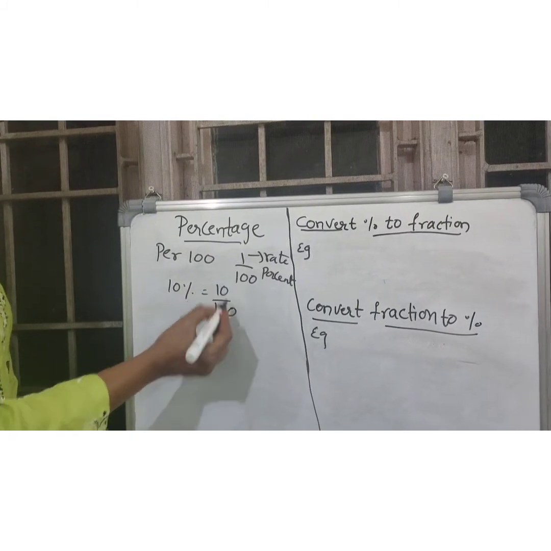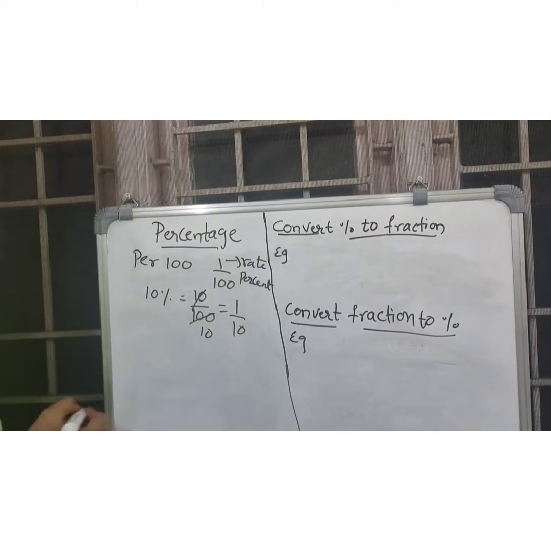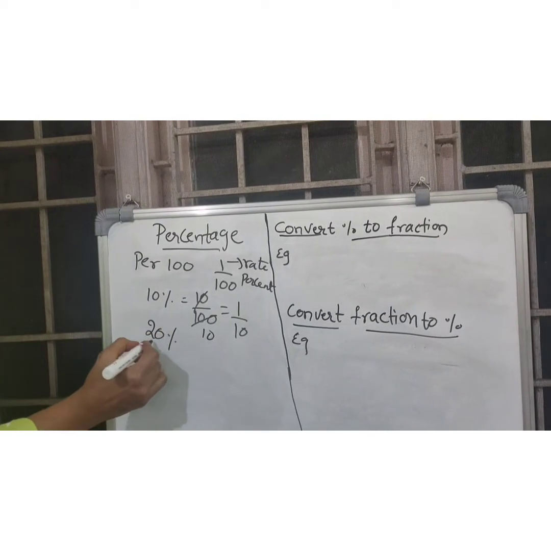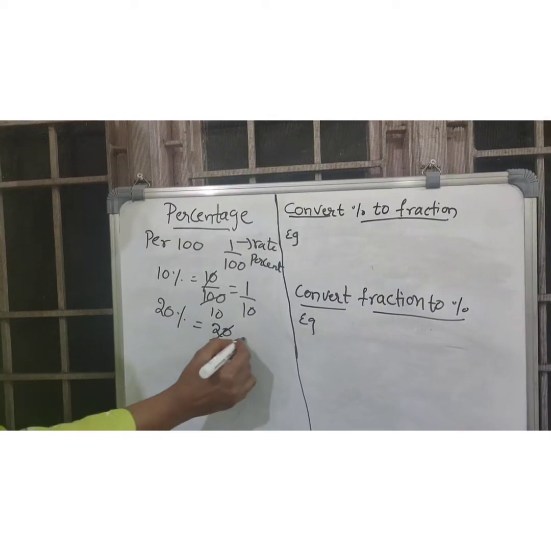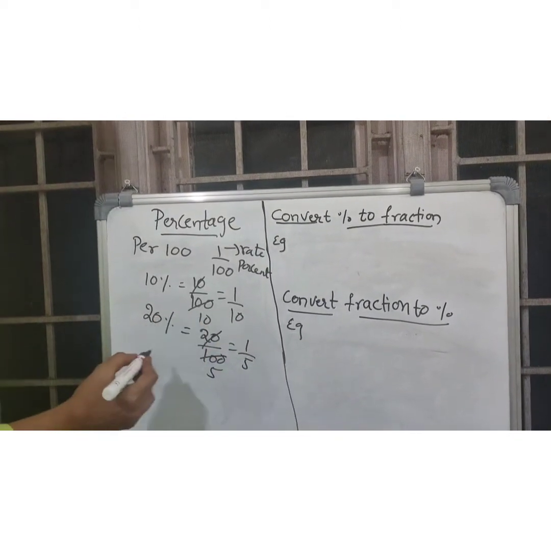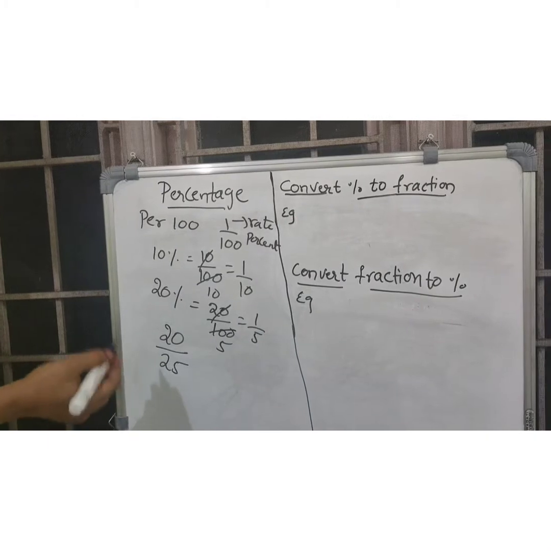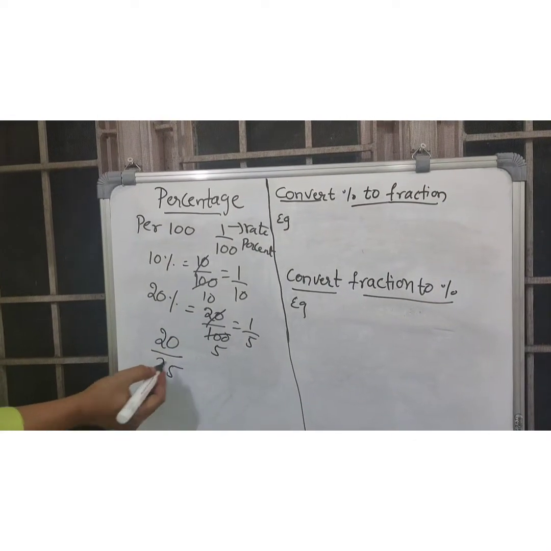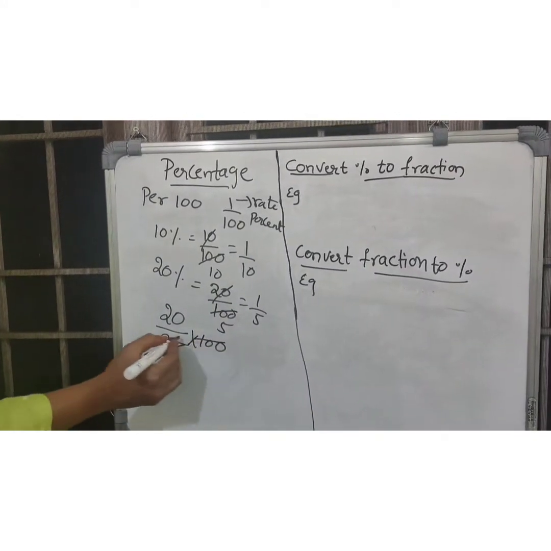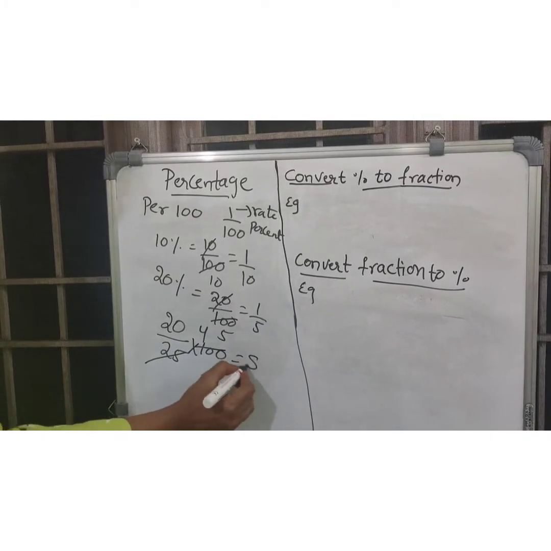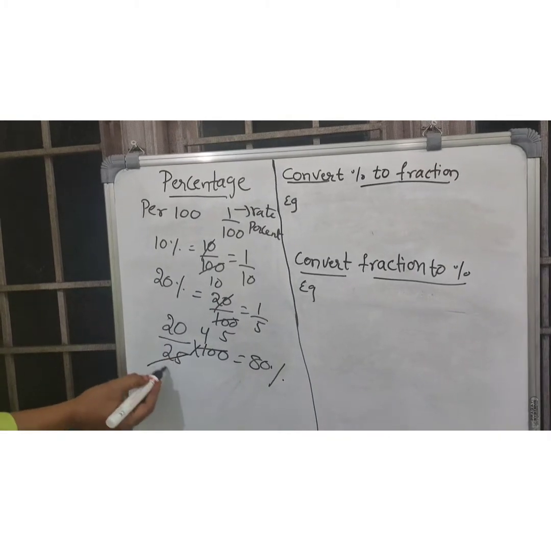So 10 is the rate percent out of 100, which we can write as 1 by 10. For example, 20% is 20 by 100, which is equal to 1 by 5. For example, I scored 20 marks out of 25. Then what is the percentage of my marks? In order to calculate the percentage, I have to multiply this with 100. So 20 marks means 20 is 80% of 25.